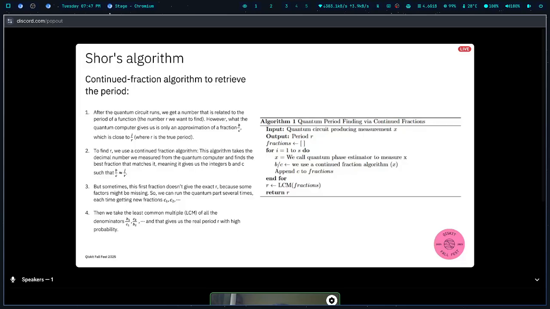So we use a continued fraction algorithm, the one on the right. It takes the decimal number we measure from the quantum computer and finds the best fraction that matches, meaning it gives us the integers b and c such that it is more or less the same. But sometimes this first fraction doesn't give the exact result because some fractions might be missing. So we can run the quantum part several times, each time getting new fractions. Given this bunch of b and c, we can apply the least common multiple of all the denominators and get the period with high probability.